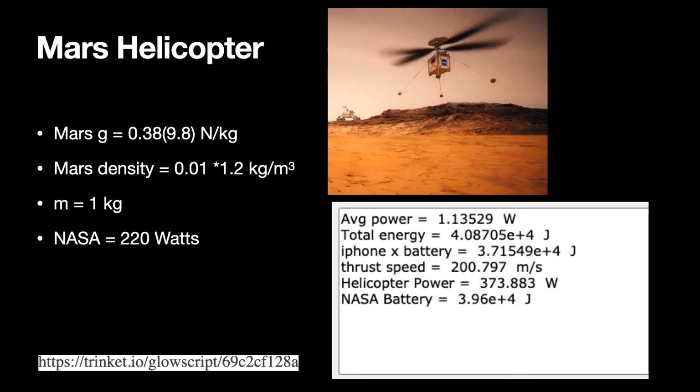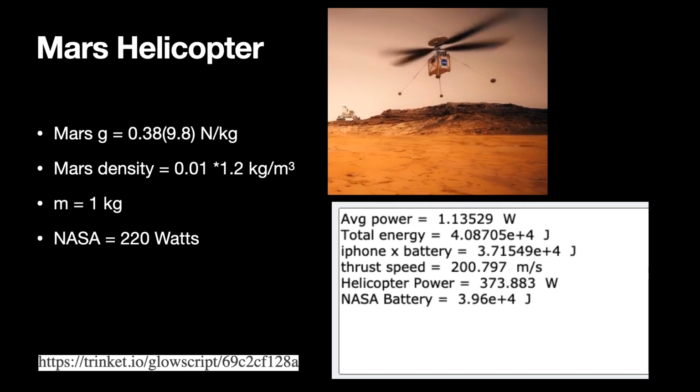And NASA lists the power as 220 watts. But I did my own calculations using my model, and I got the power of 373 watts. Again, I didn't include that efficiency in there. And I get a thrust speed of 200 meters per second. That is important. Think about that. It's a different aerodynamic situation on Mars with lower density. It seems likely that you could get it down there.